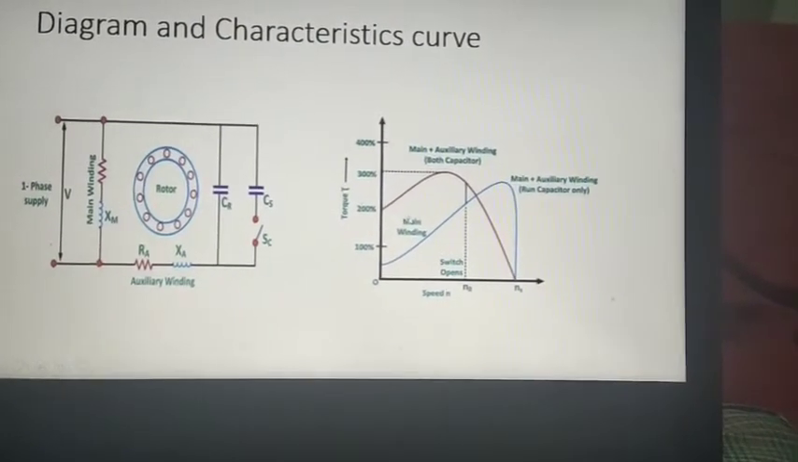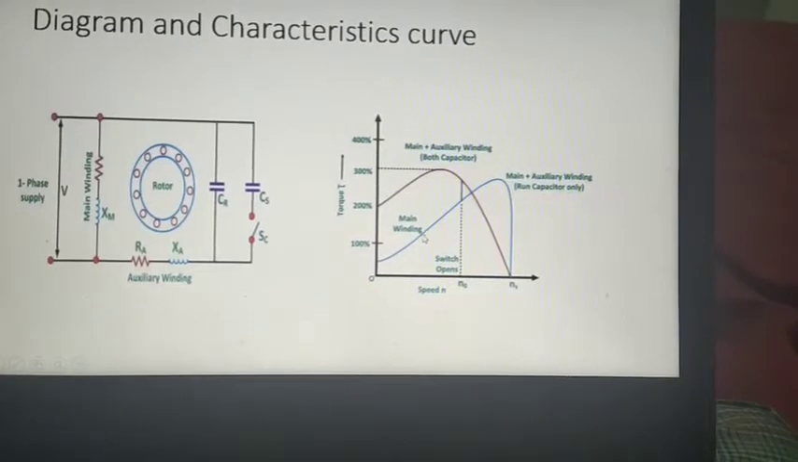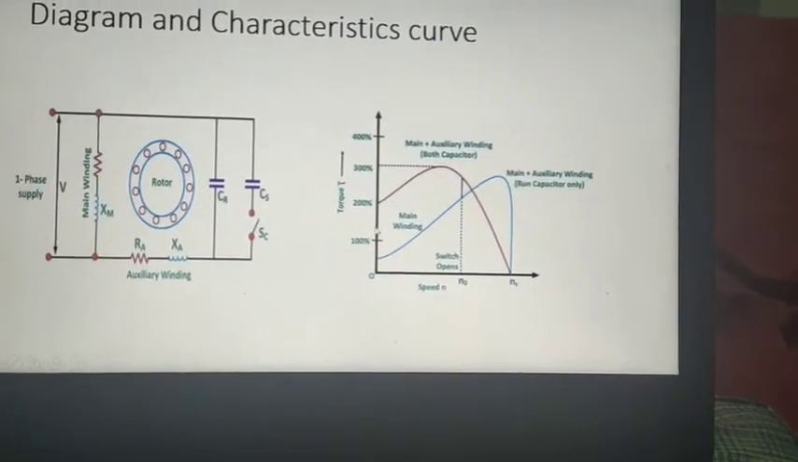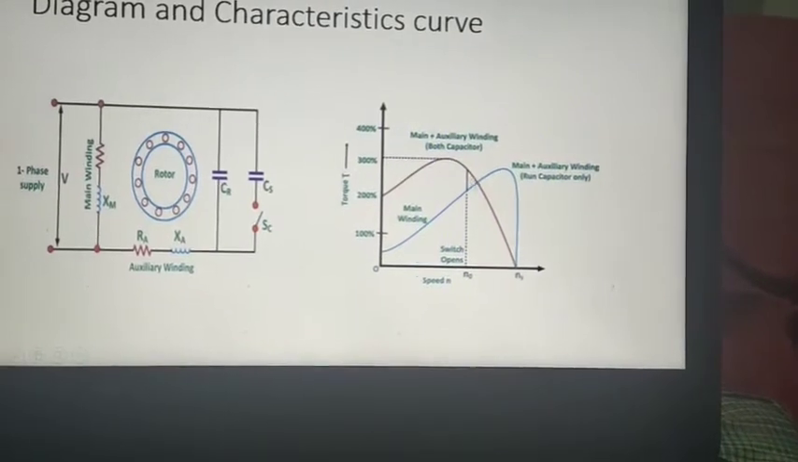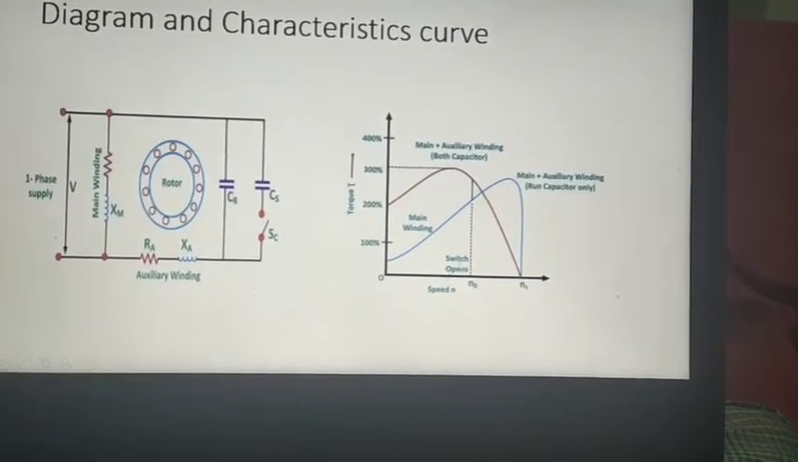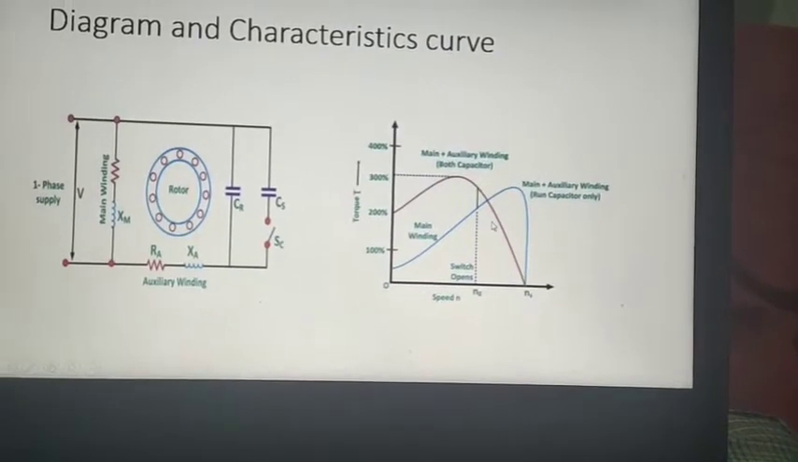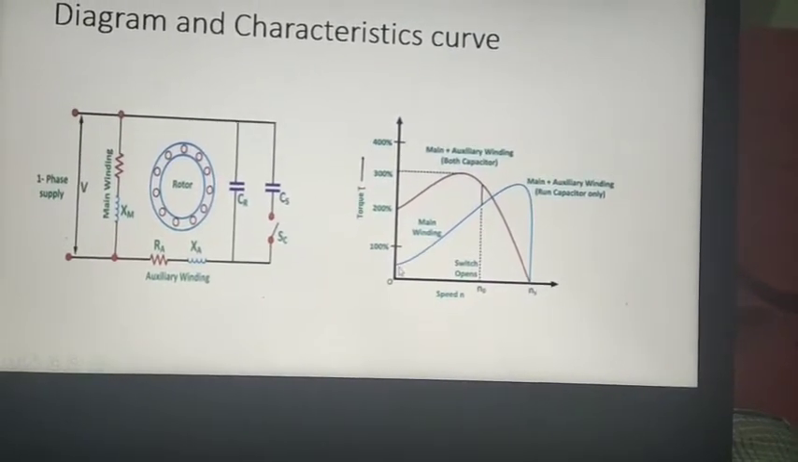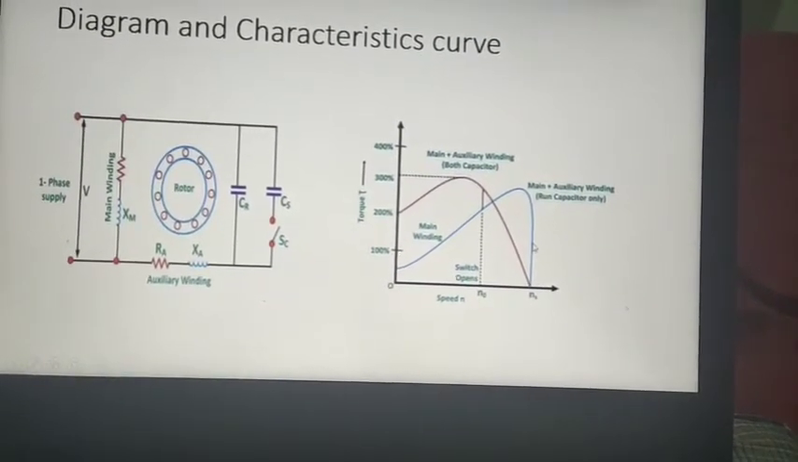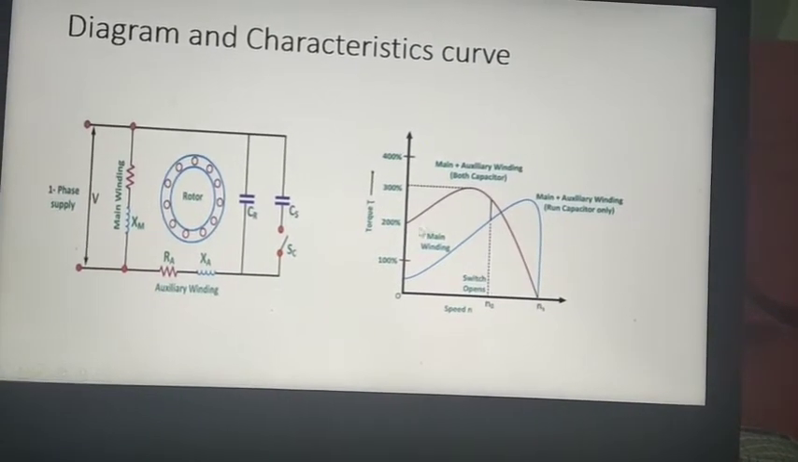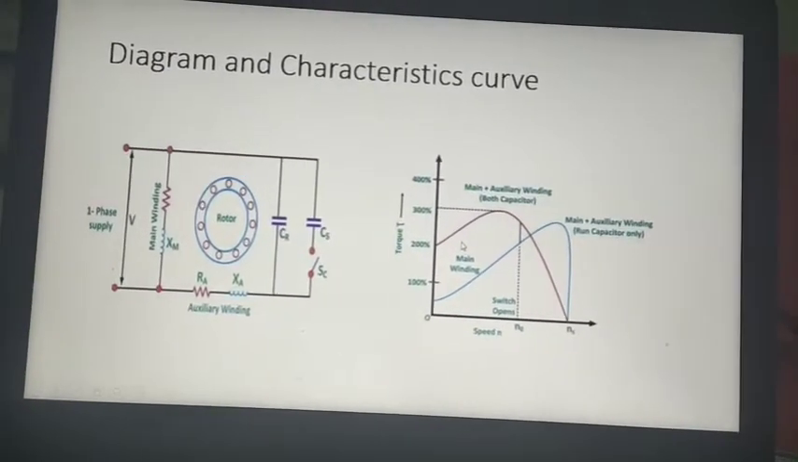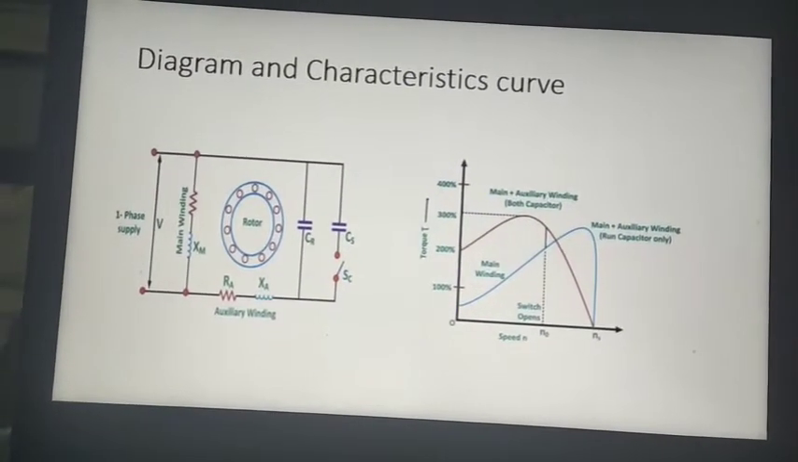So here we have the torque-speed curve. In this curve we have the two windings. At the time when main winding plus auxiliary winding are present, we obtain up to 200% of torque. It's the initial condition. After that only the run capacitor will be present. At that time we have less than 100% torque, but it will be continuous rotation. But in this case, suppose we did not connect both capacitors, the torque of the machine will be very less.